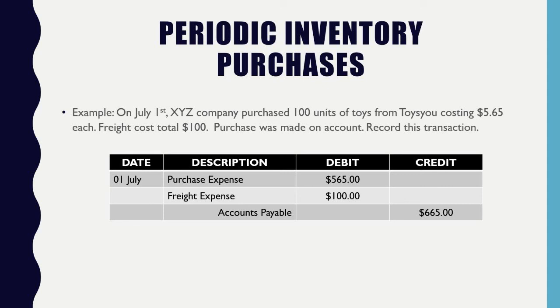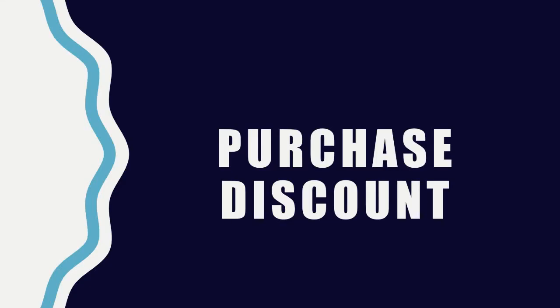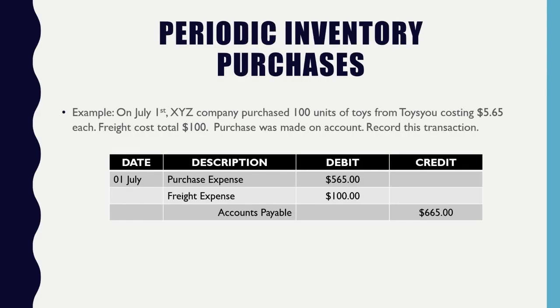So that means we owe Toys U Company a grand total of $665. We are recognizing that we owe them more than $565. We owe them for the full amount, and you'll often see it on the bill. All right, so that is it for recording purchases. Any questions on that? Pretty straightforward, pretty easy.